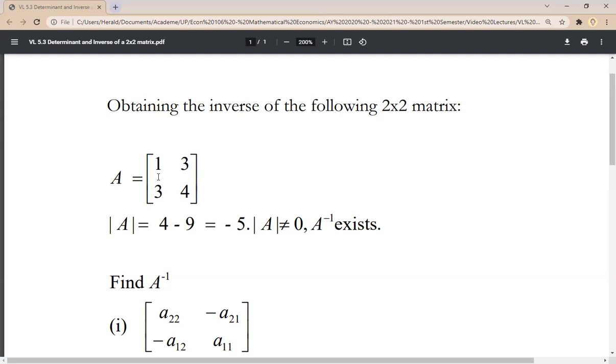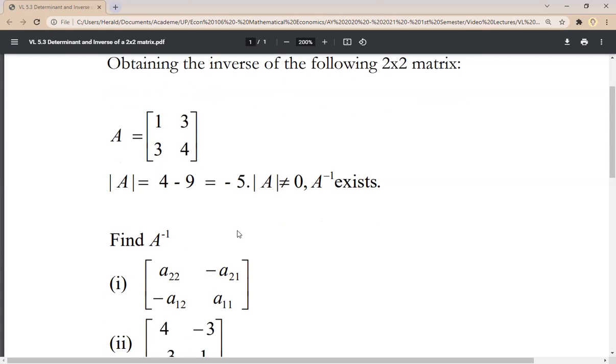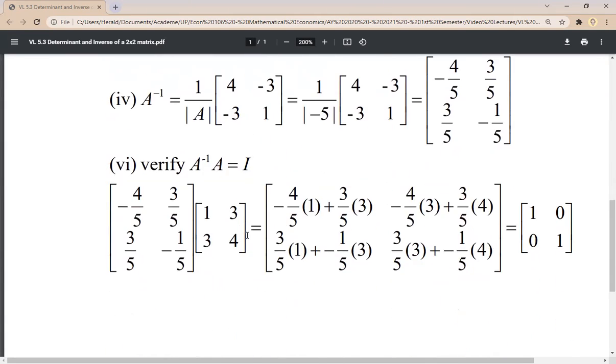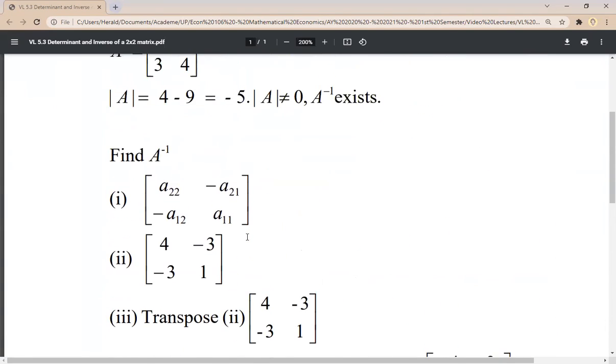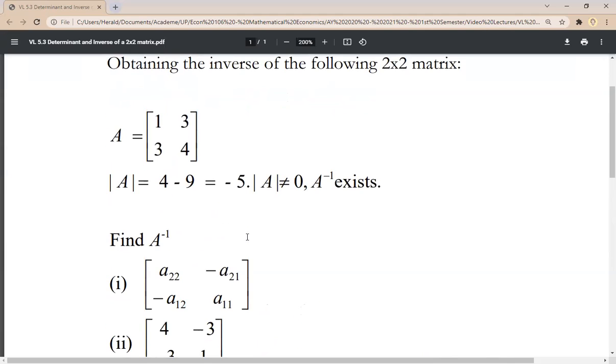Getting the determinant for a 2 by 2 would mean 1 times 4 minus 3 times 3, that's 9. That is equal to -5. So that is not equal to 0, so we know that an inverse exists. Okay. So you can go ahead and go to the next one. These are the steps on getting the inverse. I think there are 5 for this one. Again, these are just my own interpretation.